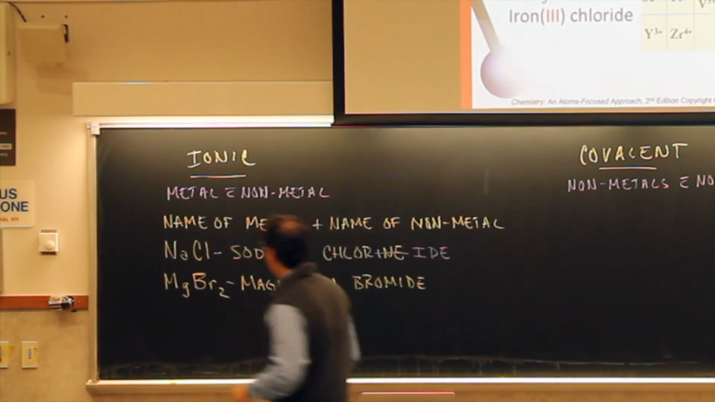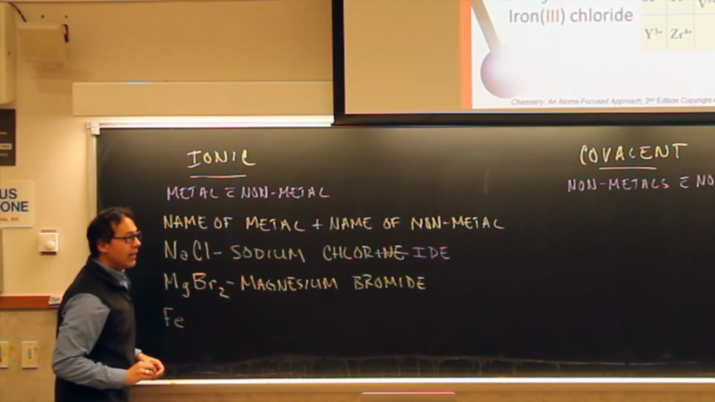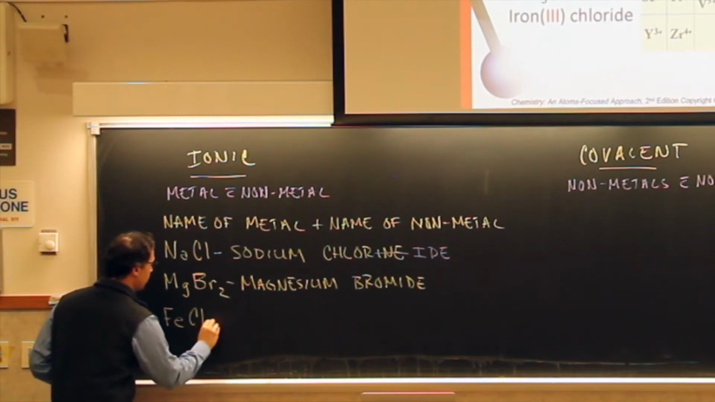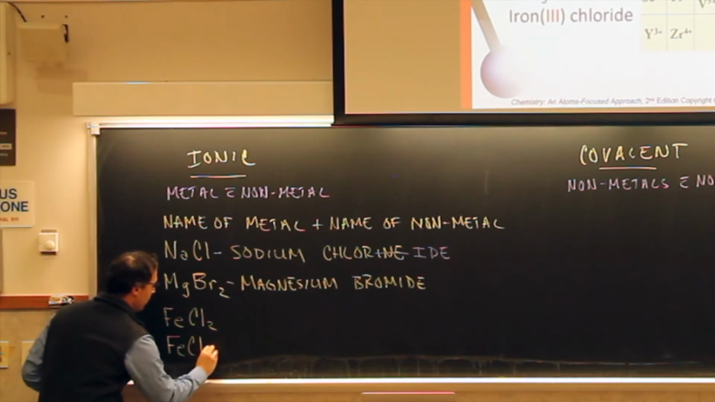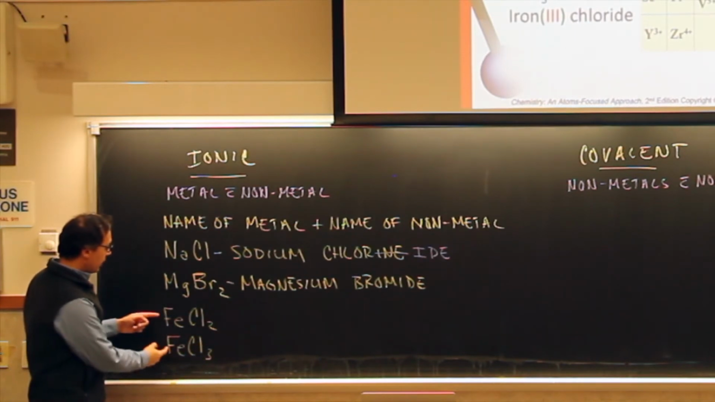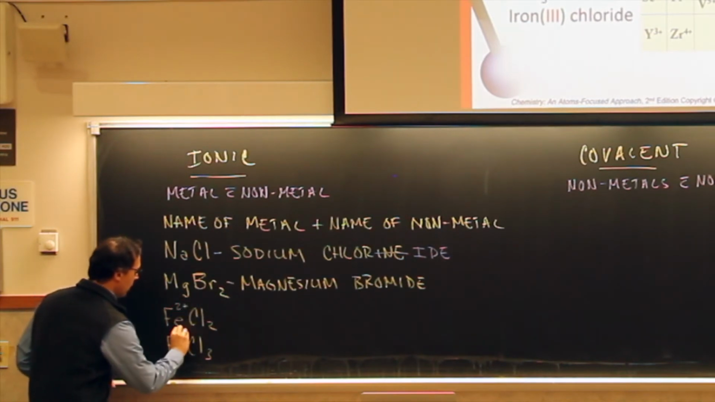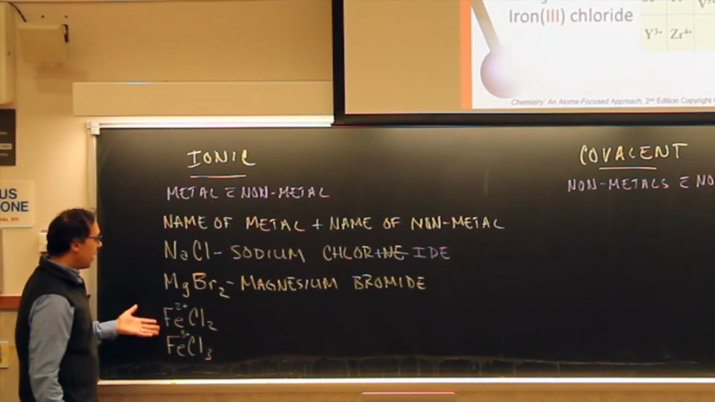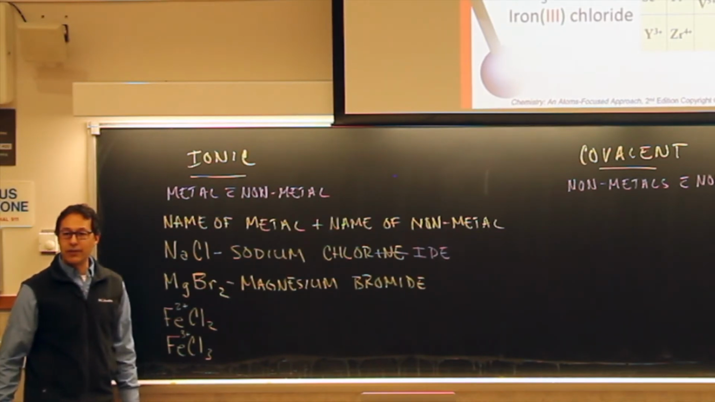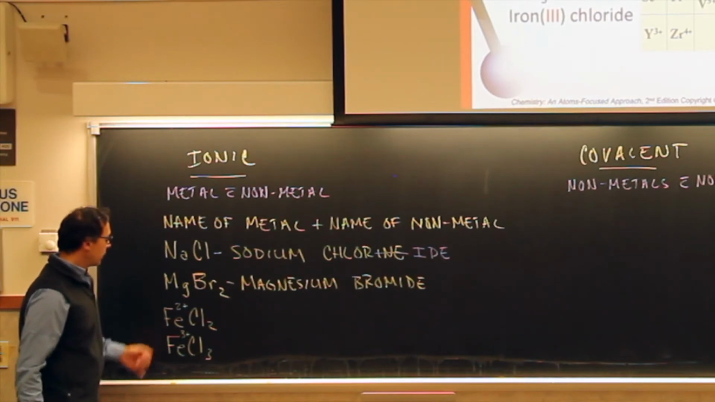So if we have FeCl2, that's one thing, and we could have FeCl3, depending on whether or not this iron here is a 2 plus or a 3 plus. Okay? And so if we just call it iron chloride, that's not enough information. It's not enough information.